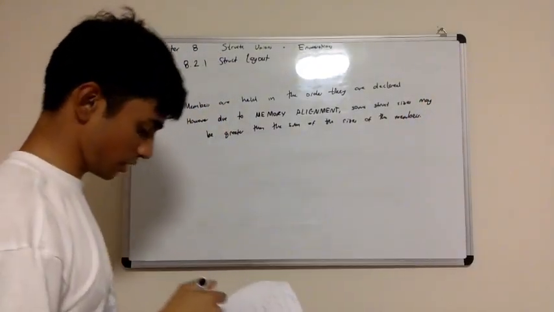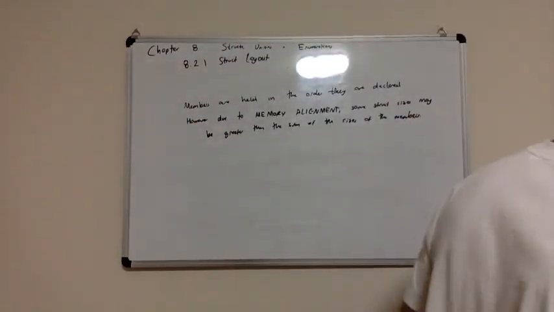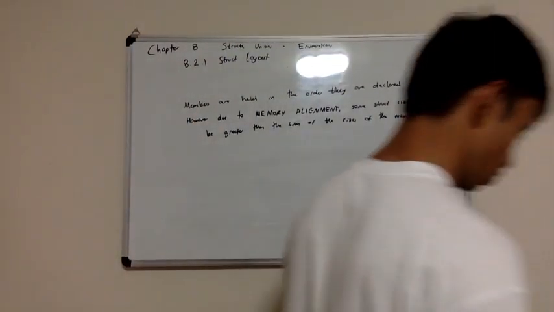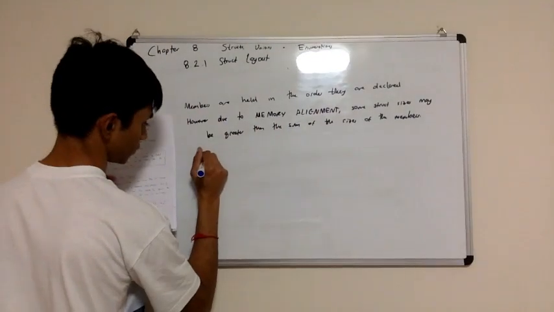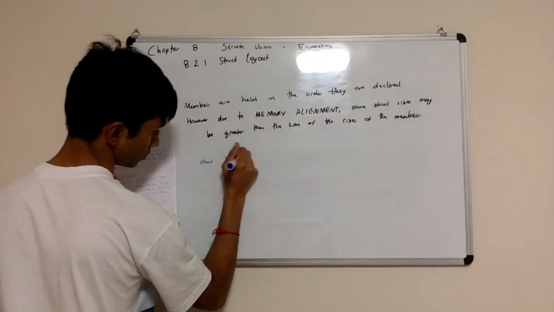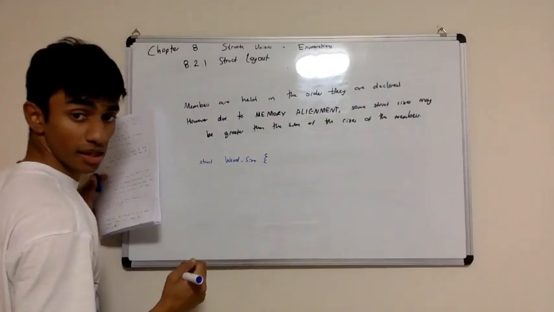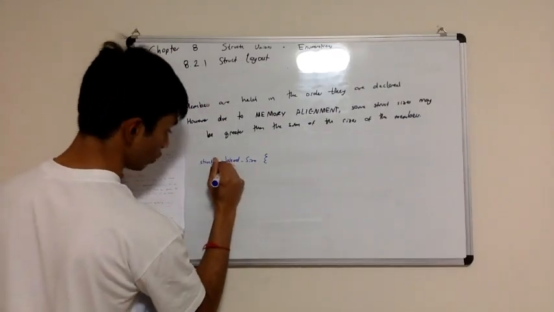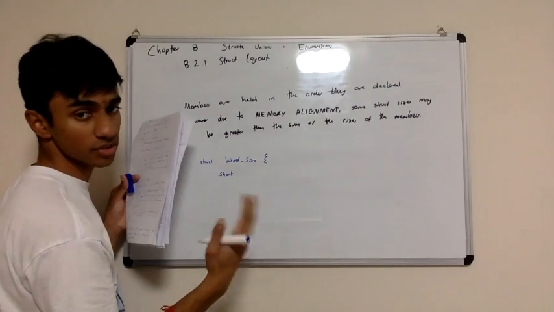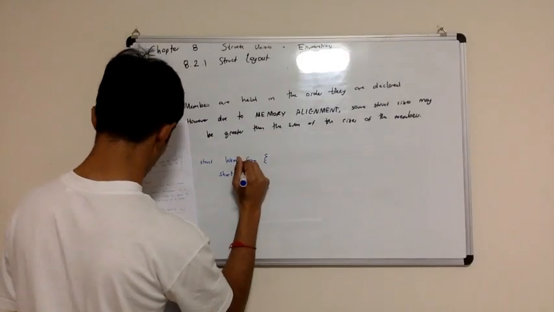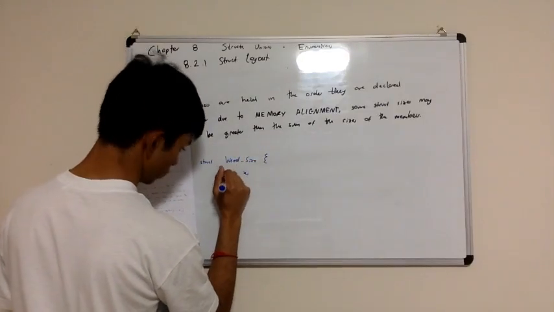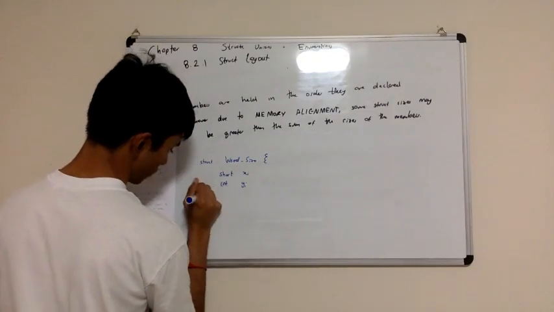Now, what does that mean? Suppose I have a struct that I defined called weird size. In that struct, I have a short, remember, short is a type of integer, one of the integral types. Short x and a normal int, y. Now I've defined that struct.